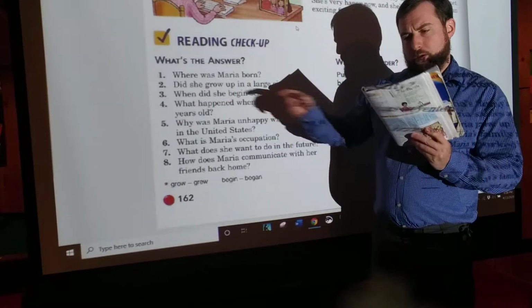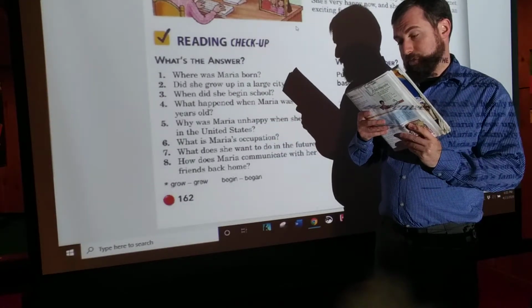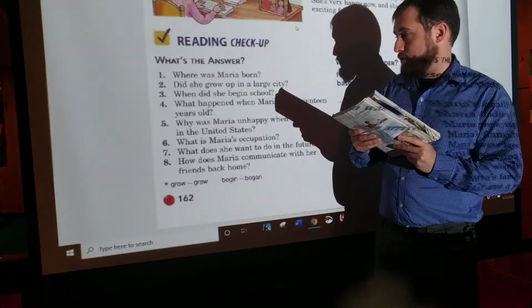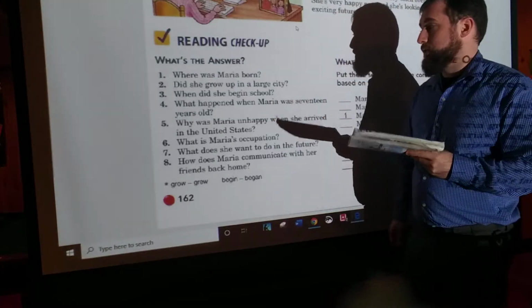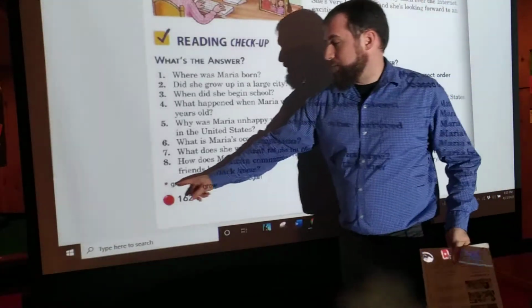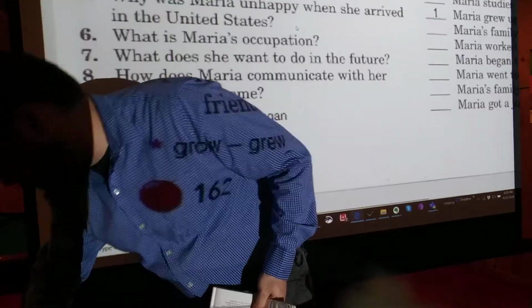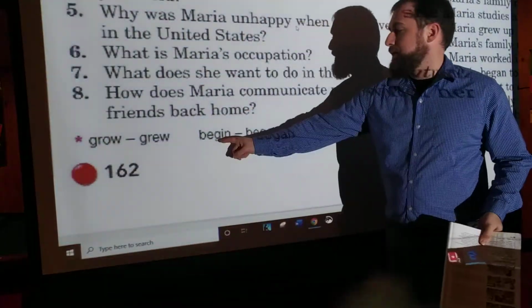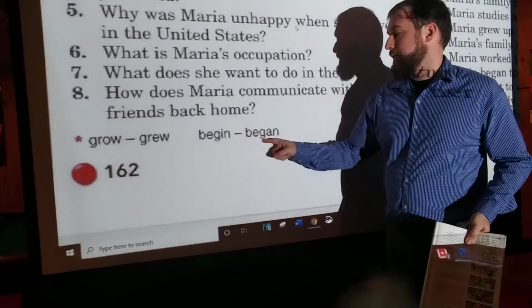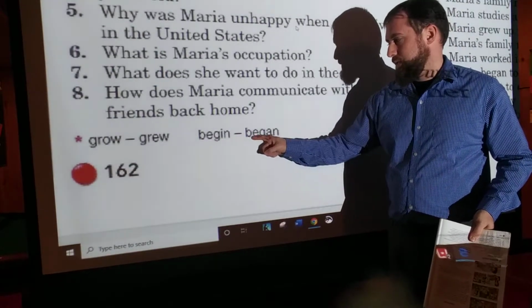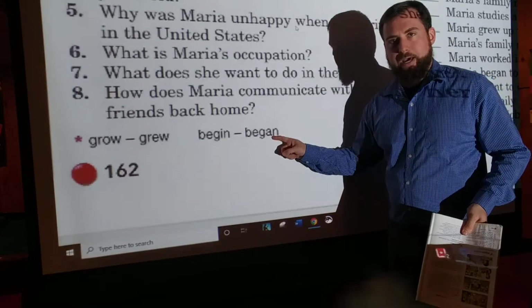Number 3, when did she begin school? She began school when she was 6 years old. And notice they got a little star down here. Notice this thing here they wanted to show us. The word begin, the past tense of begin is began. So we say began in the past, okay?